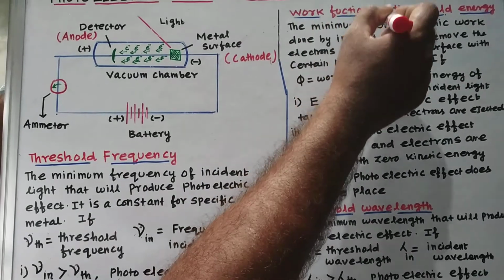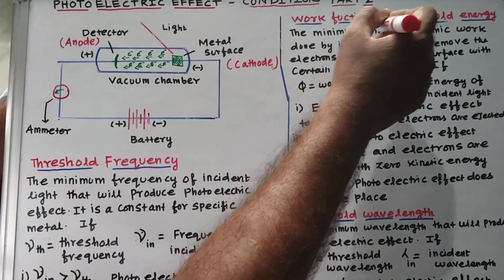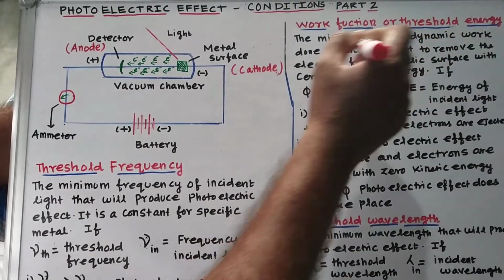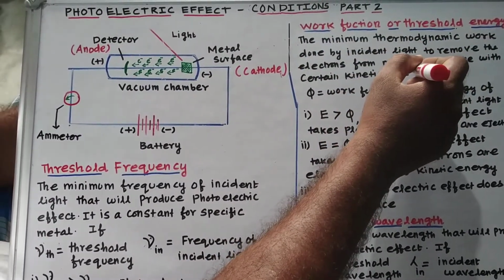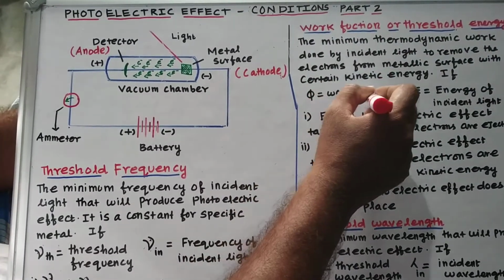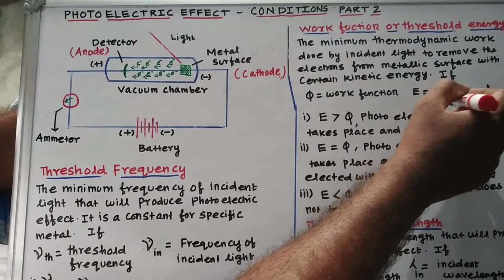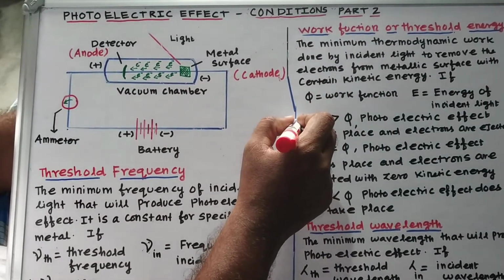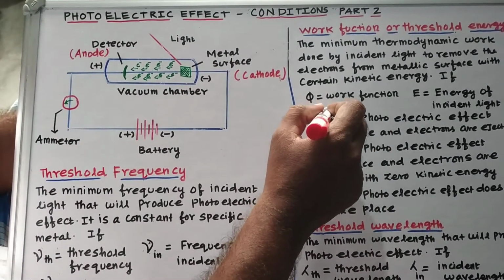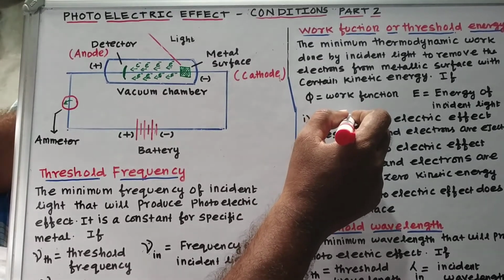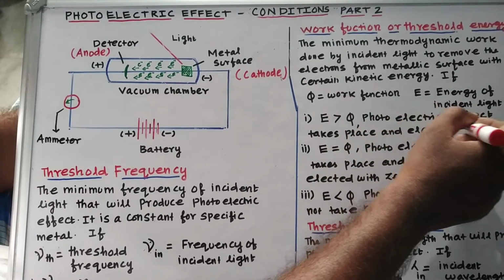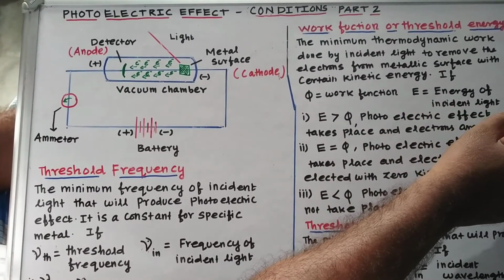Definition: the minimum thermodynamic work done by incident light to remove the electrons from a metallic surface with certain kinetic energy. That is called work function. If φ is the work function and E is the energy of incident light, first condition, E is greater than φ. It means the energy of incident light is greater than the work function. Photoelectric effect takes place and electrons are ejected with a certain kinetic energy.